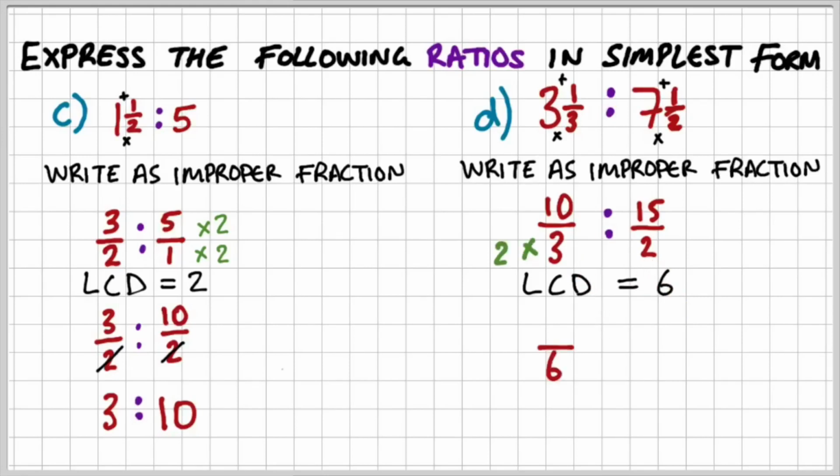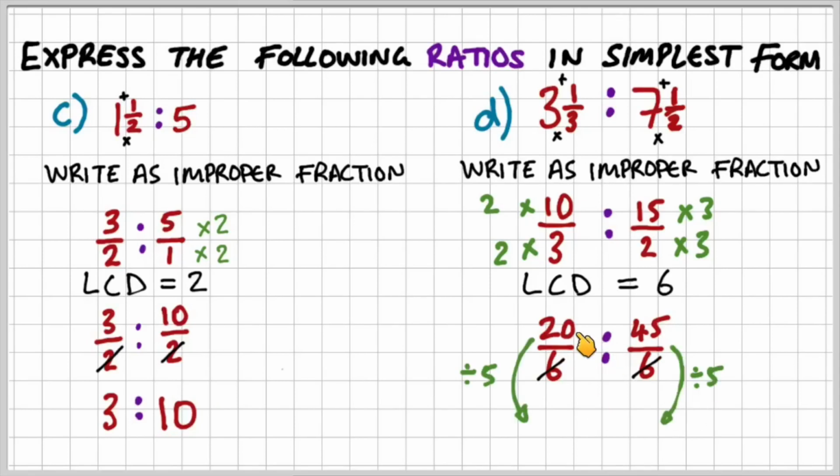So I've got 6 at the bottom, which means I multiplied the denominator and the numerator by 2, which will give me 20 over 6. And for me to get 6 at the bottom of this fraction, I've multiplied the denominator and the numerator by 3, which will give me 45 over 6. Now I can just go ahead and cross out the denominators and simplify the numerators by dividing both sides by 5, which will give me a ratio 4 to 9. Since 4 and 9 don't have any common factors, that's the simplest form for this ratio. 3 1/3 to 7 1/2 is simplified to 4 to 9.